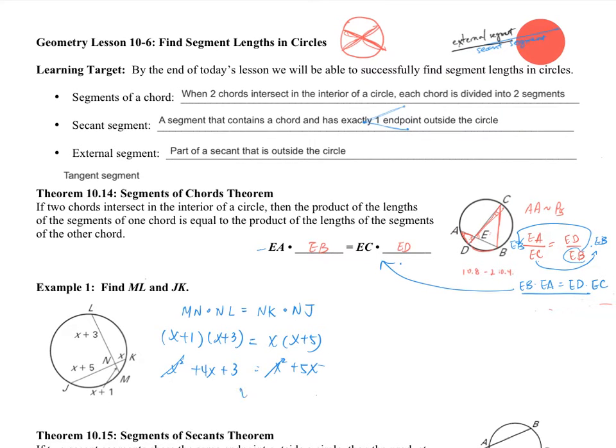And then x would equal 3. So ML would equal x plus 3 plus x plus 1, which is 10. And then JK we go to x plus 5 plus x, and x is 3, so 11.